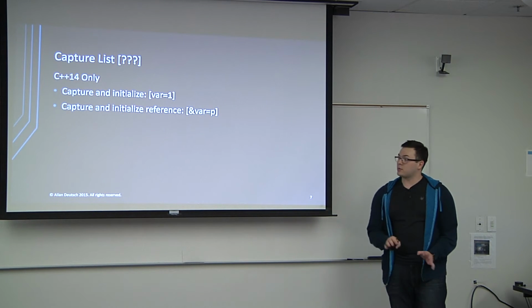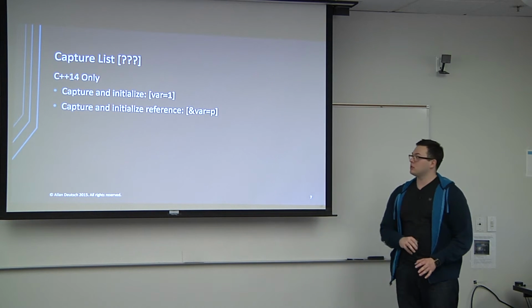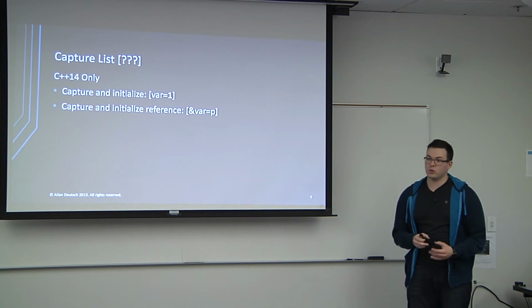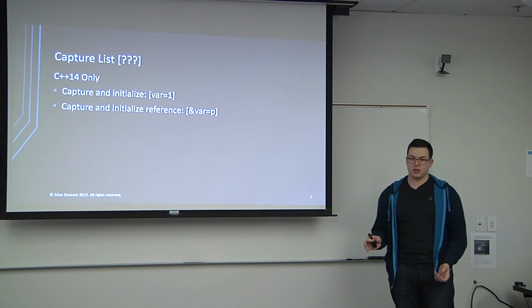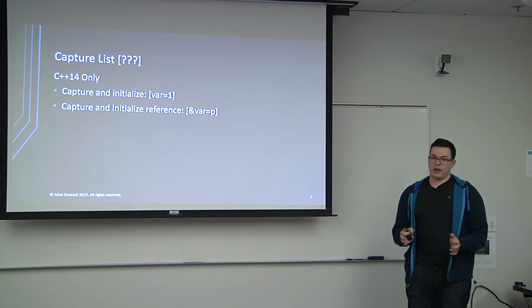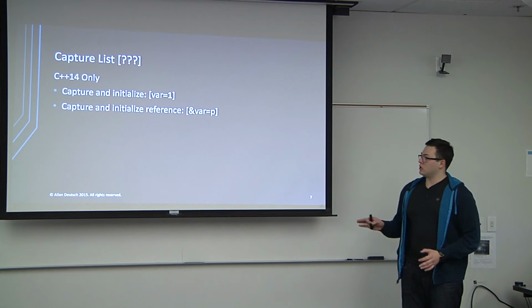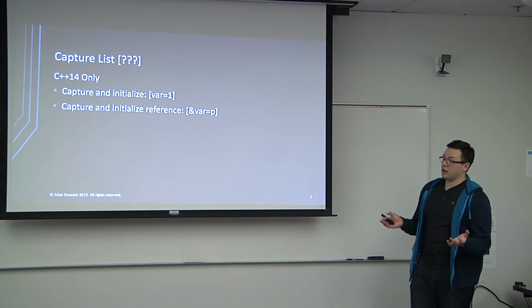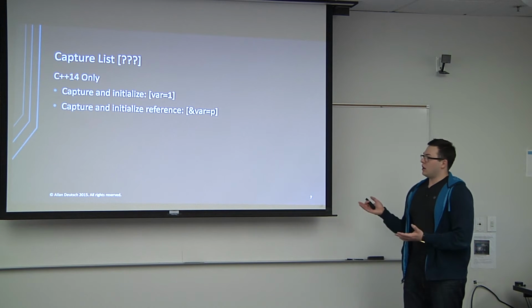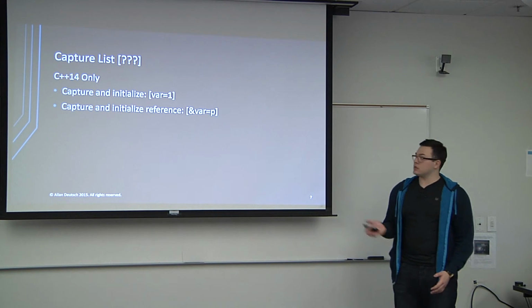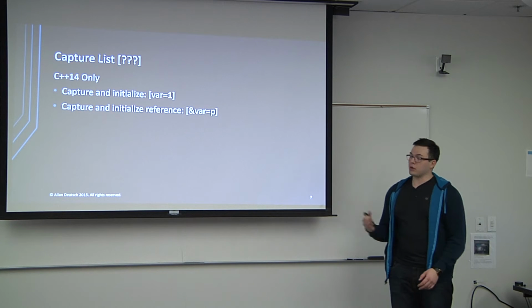So in C++ 14, but not in 11, you can also have assignments. So if you want to have a named variable within your lambda and initialize it with some value other than what that name is, you can do that. So var equals 1 would be an integer with the value of 1. You can also do that with references. So in that second one, var would be a reference to p.